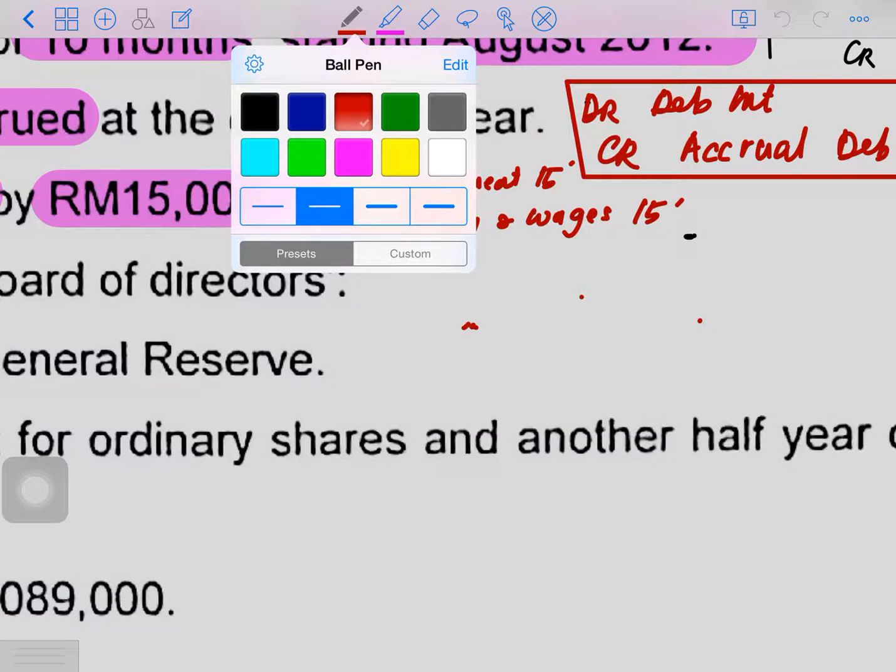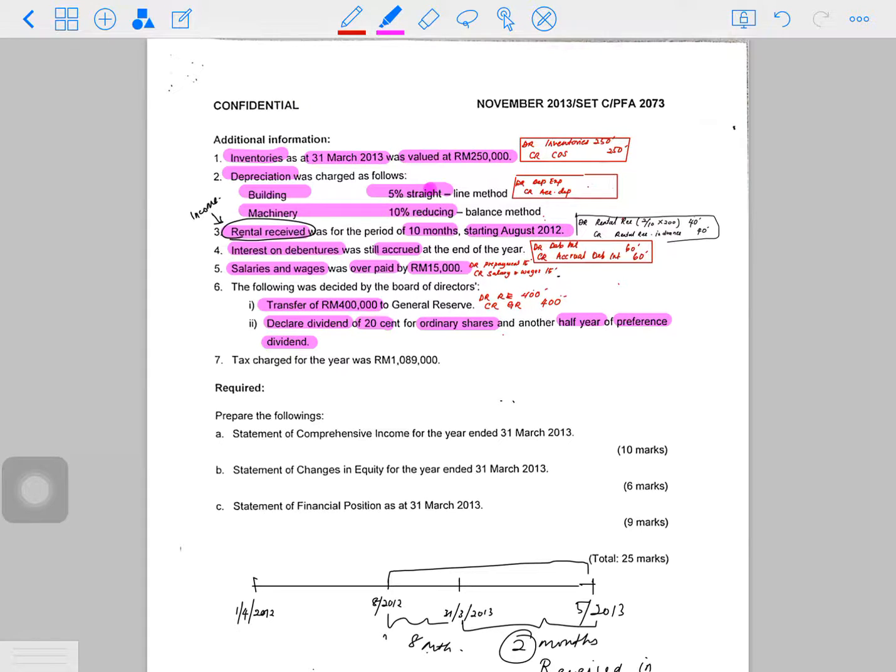First we're going to look at dividend. Dividend for ordinary shares, which mentioned 20 cents. When it mentions 20 cents, it means 20 cents per share. How many shares do you have? You have to look at your trial balance. Here you have 5 million ordinary shares.